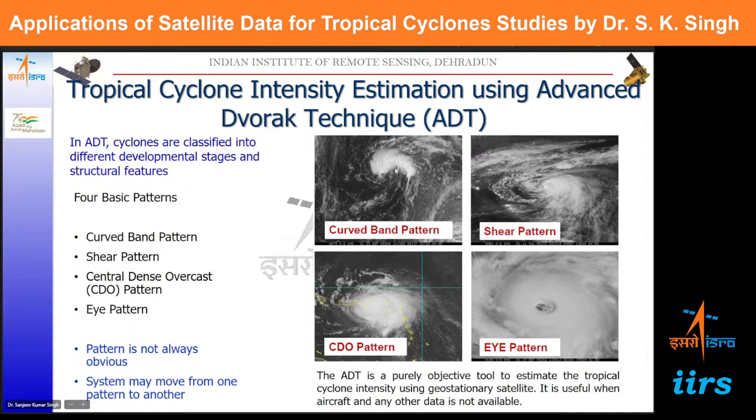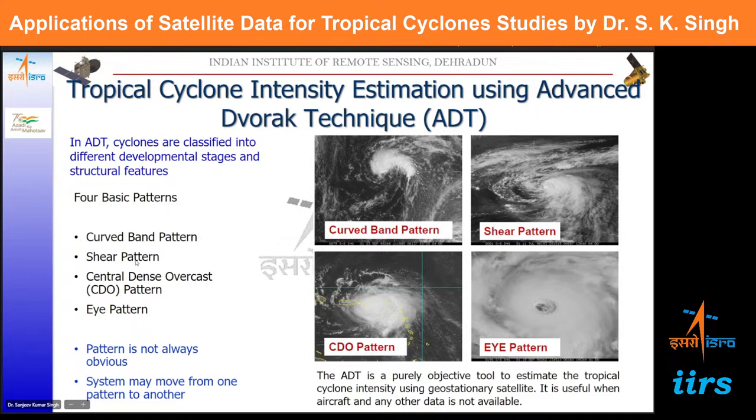They have categorized the clouds into four basic patterns. First is the curved band pattern. The curved band pattern you can observe in the early stage of the tropical cyclone, when it is in the developing stage. This pattern is characterized by a band of dense cloudiness that begins to curve around the center of the storm. In a weak cyclone, the band coils entirely around the center of the storm.